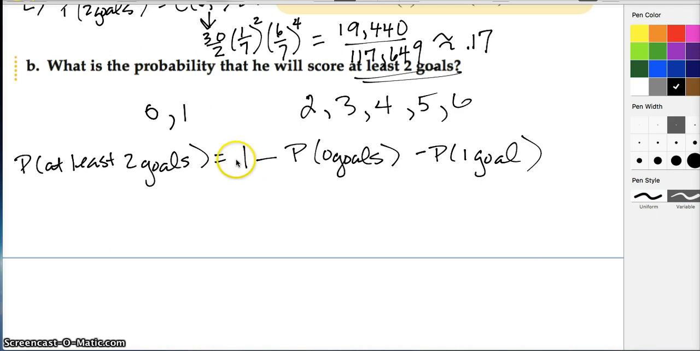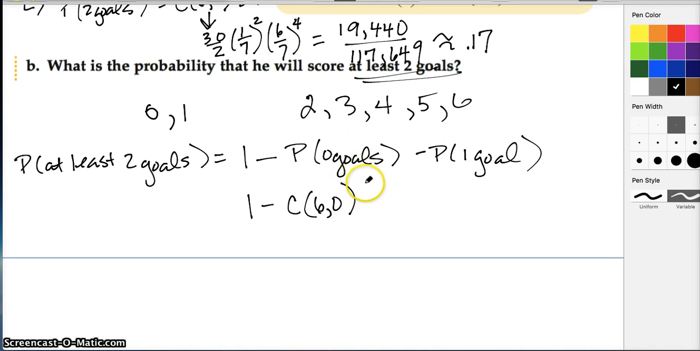So specifically, it should look like this. The probability of at least 2 goals is 1 minus the probability of no goals minus the probability of 1 goal. And so how do we calculate this? Well, 1 is what it is. And then the probability of no goals would be 6 choose 0, right? There's only one way for that to happen.